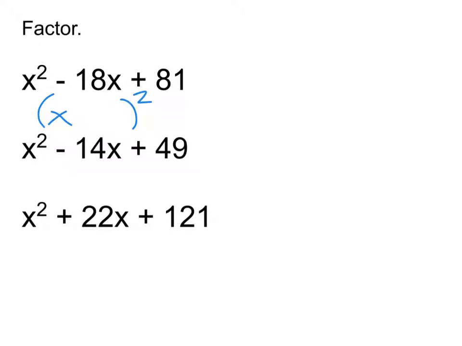So now to figure out the number that goes inside here, we see 2 times what gives me this minus 18? And what times itself equals 81? In both of these cases, yes, that number is 9. Actually, more specifically, negative 9, because notice this is a negative 18 here. And so that's why it's x minus 9 squared.